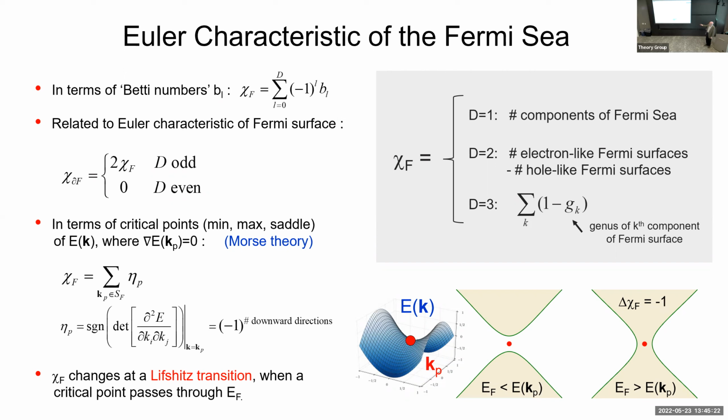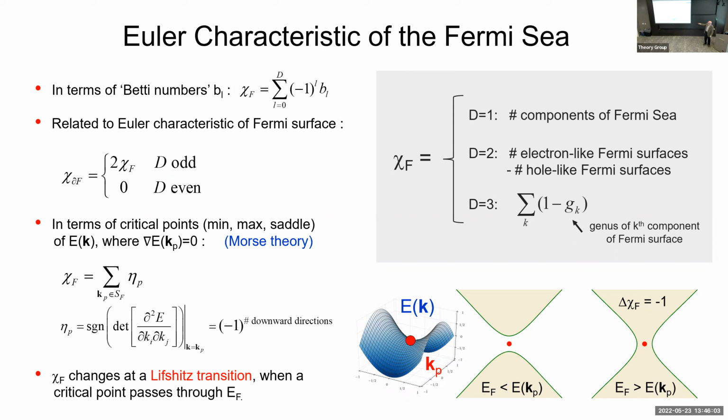In 2 dimensions, if you have a 2-dimensional Fermi sea, then this Euler characteristic counts the difference between the number of electron-like Fermi surfaces, the ones that enclose electrons, and the number of hole-like Fermi surfaces, which enclose empty states. Okay, that's the 2-dimensional case. In the 3-dimensional case, the Euler characteristic of the Fermi sea is related to the genus of the Fermi surface, distinguishing the Fermi surface being a sphere or being a donut. And there's a formula you could write like this.